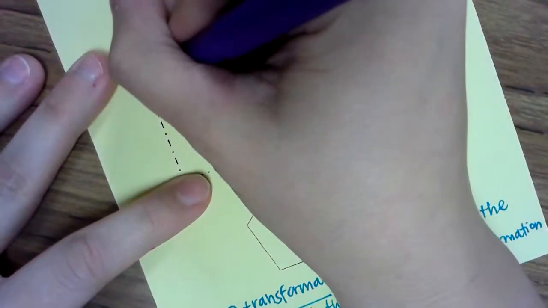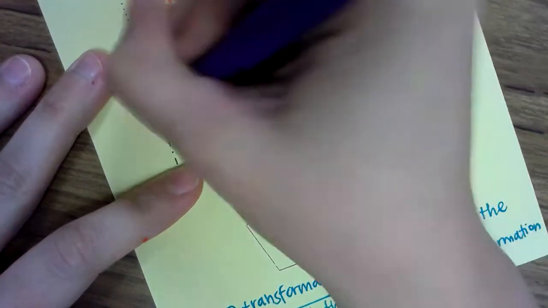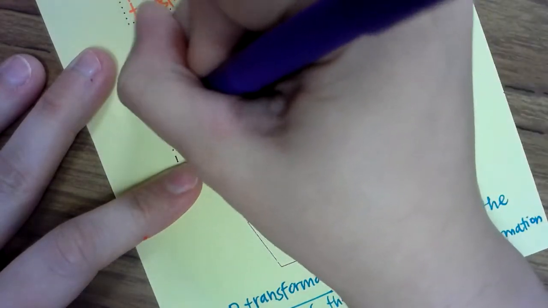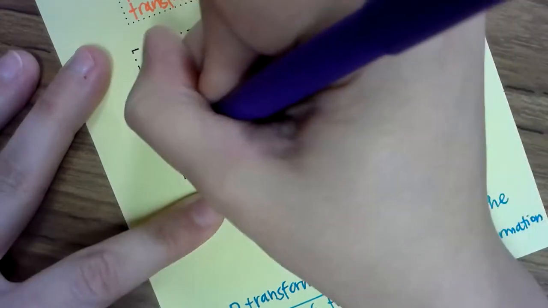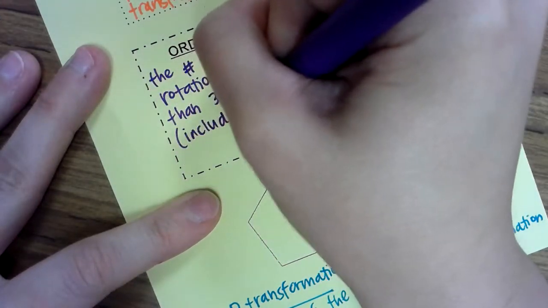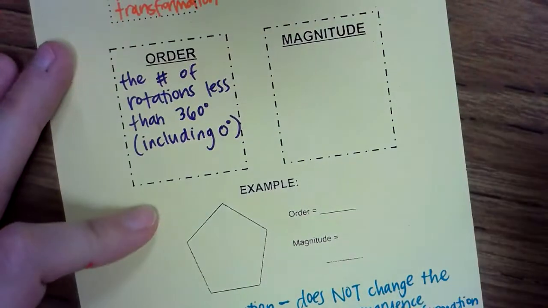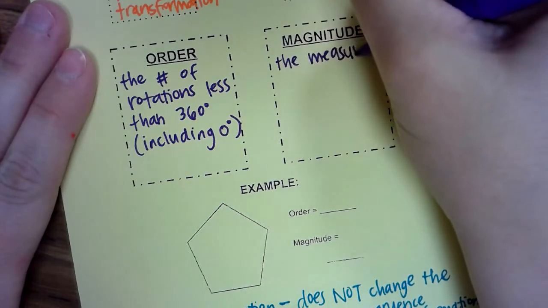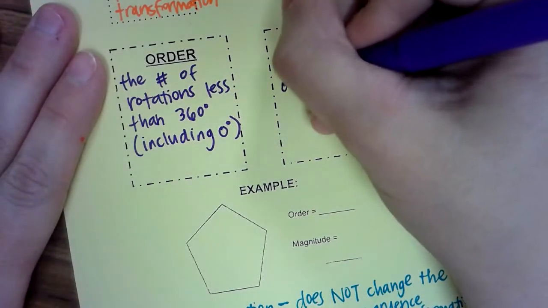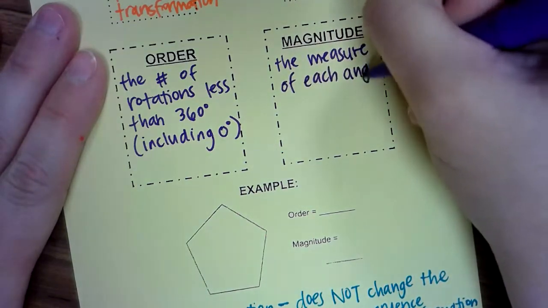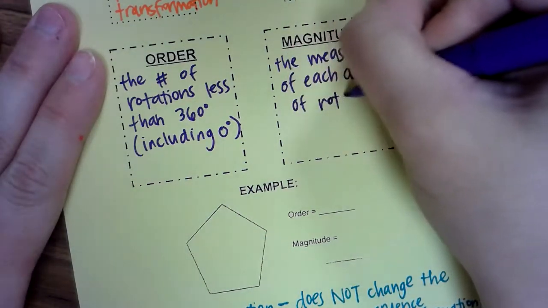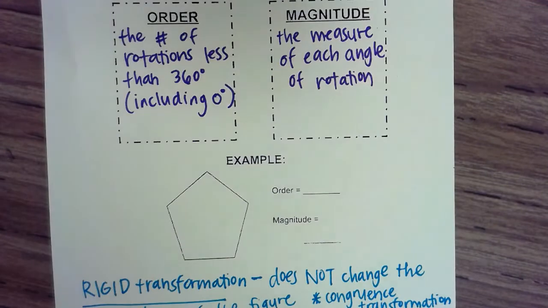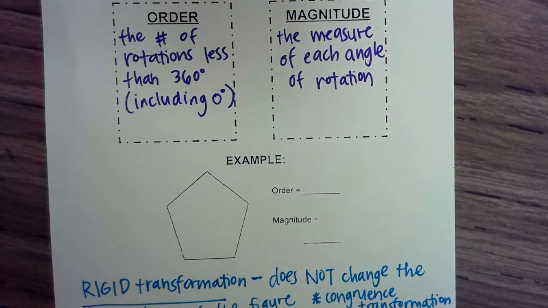Order is the number of rotations less than 360 degrees, including 0 degrees. And then magnitude is the measure of each angle of rotation. Okay, so right now that just sounds like a bunch of mumbo jumbo, but here's what I mean by that. Order is the number of rotations less than 360.